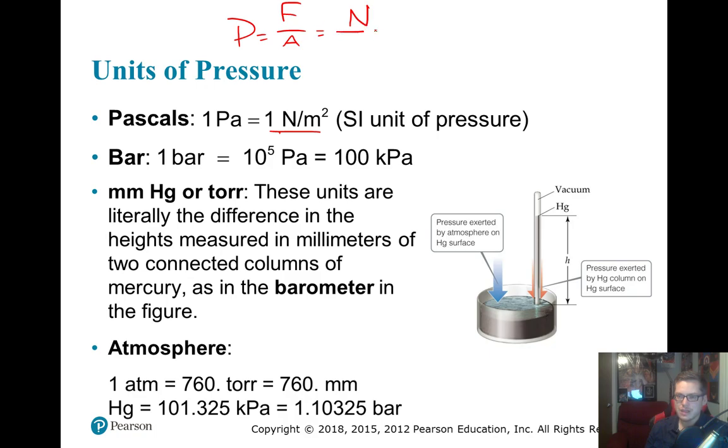That's our unit for force, and area is length times width, which are both in meters. Meters times meters is meters squared, so it's in newtons per meter squared. So that's the pascal.